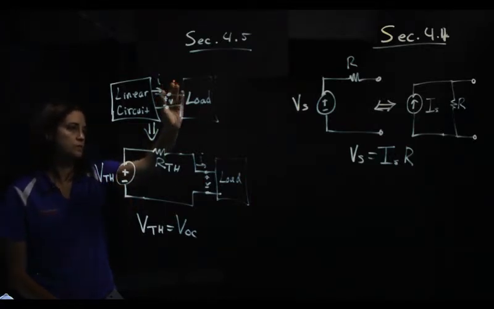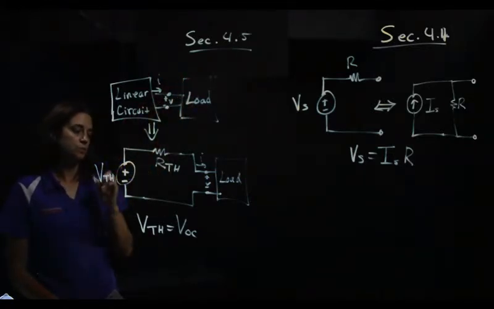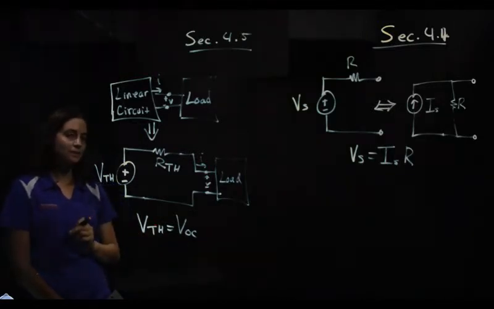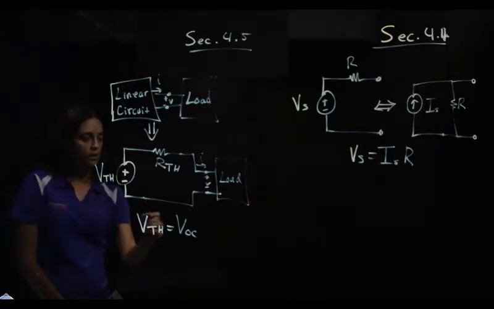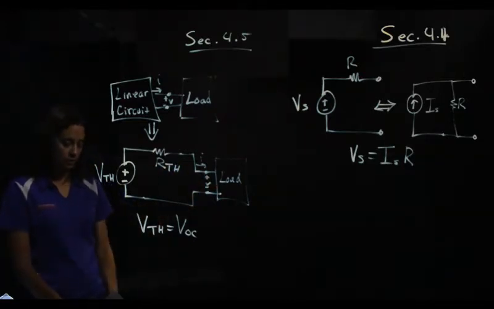So if you knock off the load, open right here, and find that voltage, that is V Thevenin. That's the voltage we're providing. So we sometimes call V Thevenin V open circuit. R Thevenin is also an input resistance, so looking into our load.